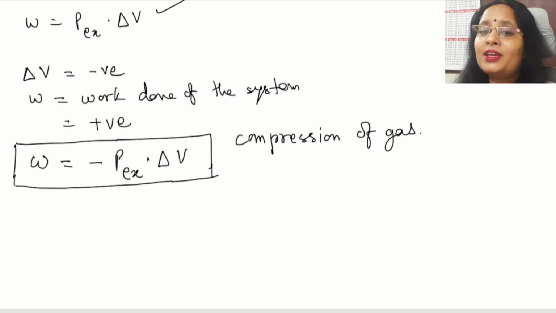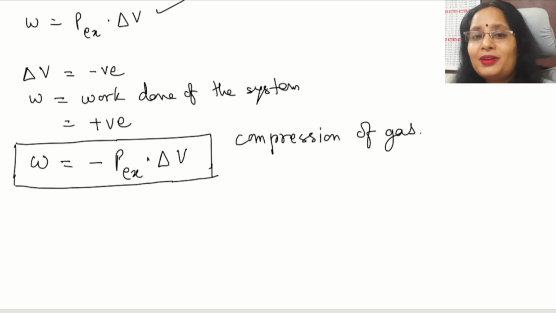Now what if there will be expansion of gas? What will happen? Expansion of gas means work is done by the system. Clear? When work is done by the system, it means the gas itself, whatever is inside, is pushing the piston outside. Okay, so in this case, work is done by the system.